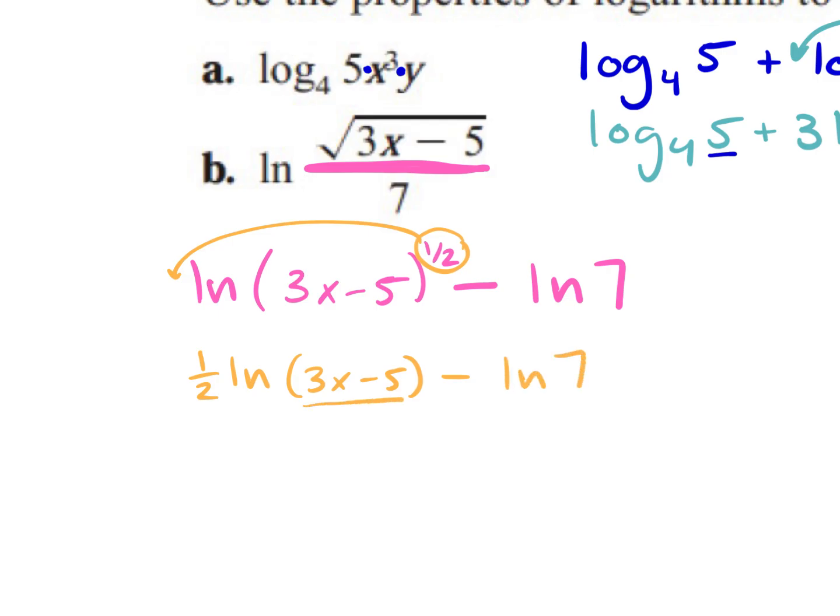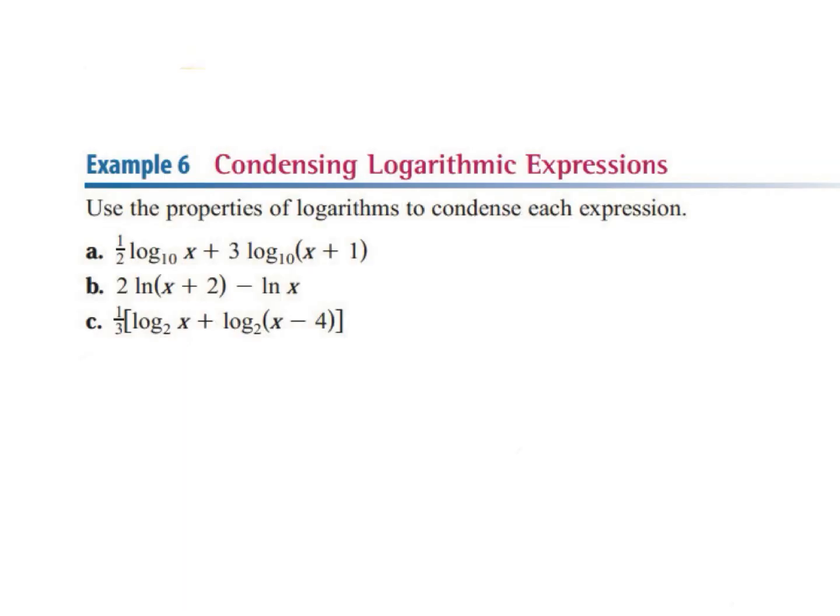Now this 3x minus 5 is in parentheses, so it's kind of just like one term. We can't break it apart. So this would be as simplified as we can go. This is expanded here. So in example 6, we're going to be condensing it down to a single log.